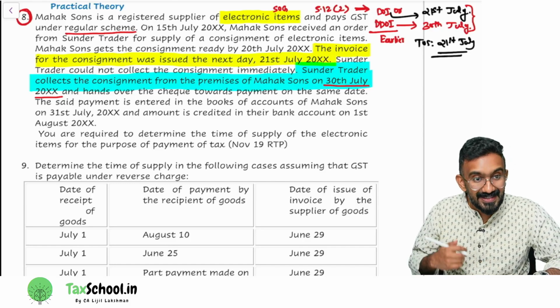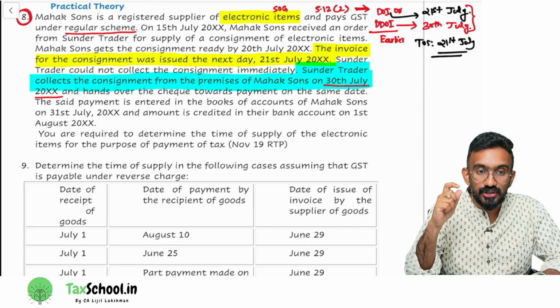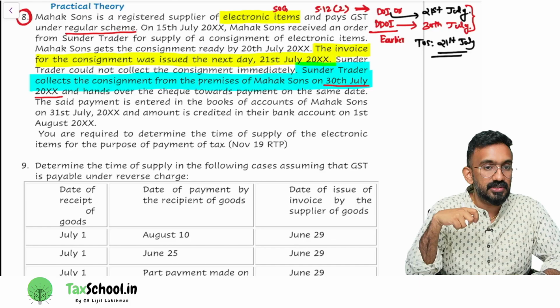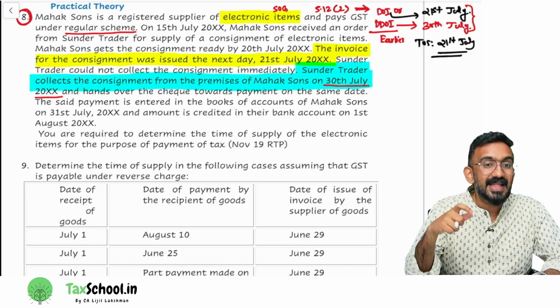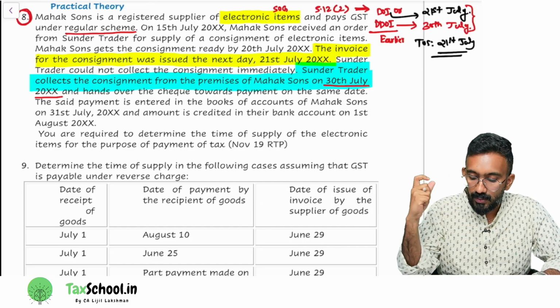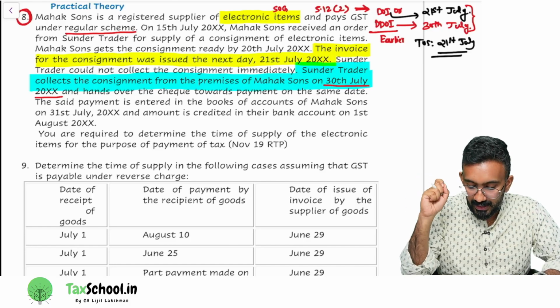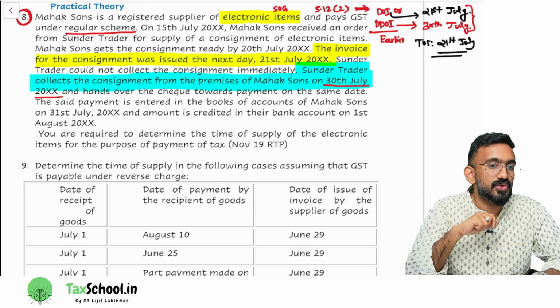So to write this answer, what should you write extra? You should write what is section 12 subsection 2 in your answer first. Then you should write what is due date of invoice, which is section 31 subsection 1. Then you should write that my date of invoice is 21st of July. What is my due date of invoice? 30th of July. And time of supply would be 21st of July. This is how you should write the answer.